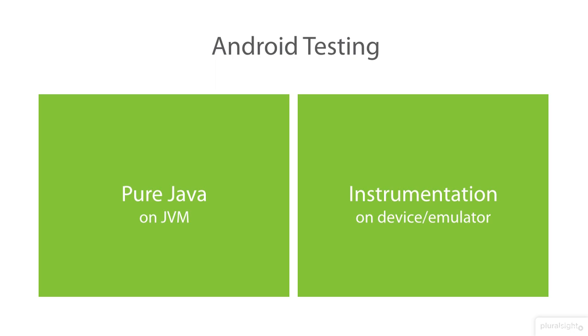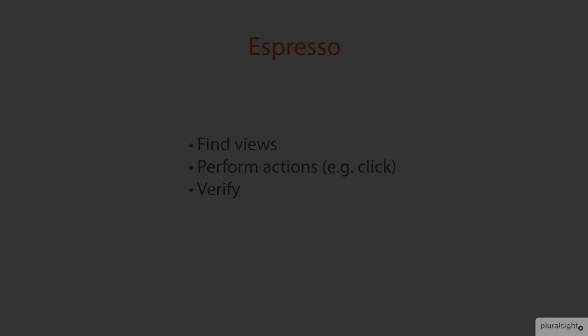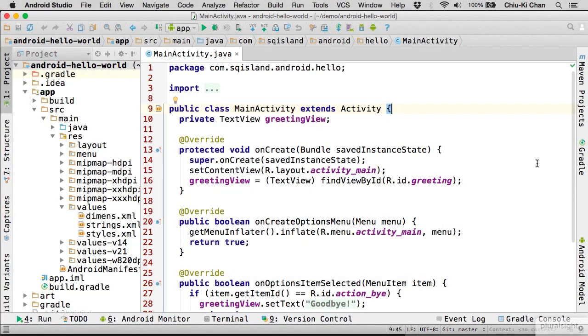Our Hello World app does not have any pure Java logic at this moment, so we are going to write instrumentation tests. In particular, we will be writing Espresso tests. Espresso is an Android testing framework written by Google. It has a fluent API that allows you to find views, perform actions on them, and then verify the state. Let's get started.